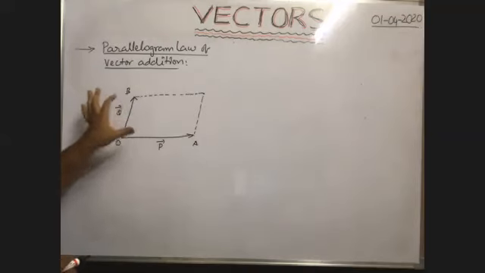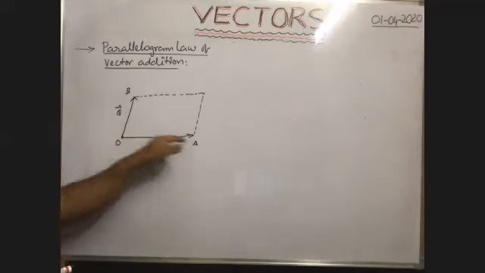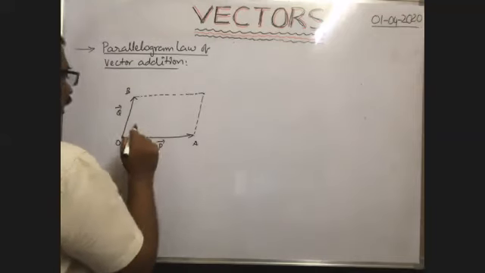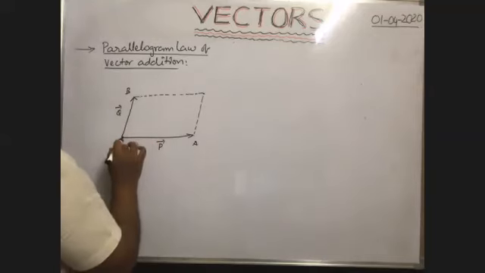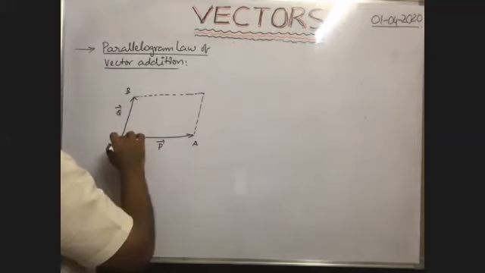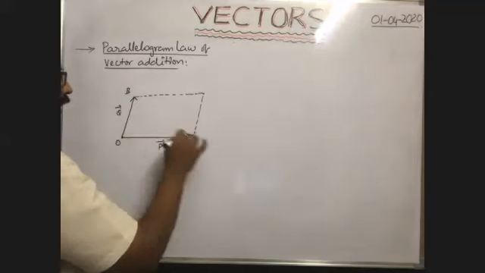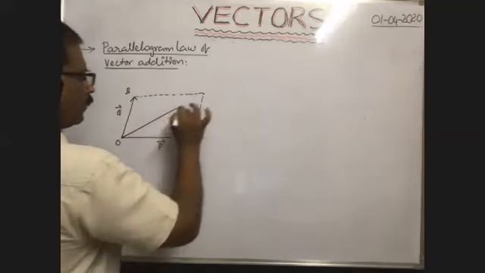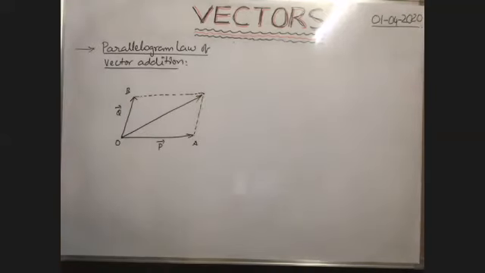We take these two sides as the adjacent sides of a parallelogram drawn from a point, because we have taken these two vectors from the same point. Then the diagonal of the parallelogram passing through the same point gives the resultant of these two, both in magnitude and direction. That means the resultant of these two vectors lies in this direction.